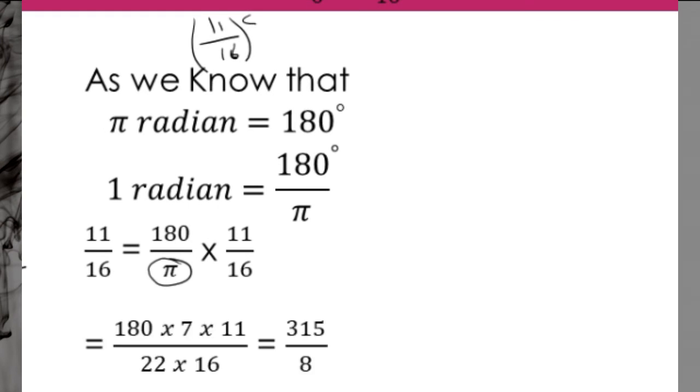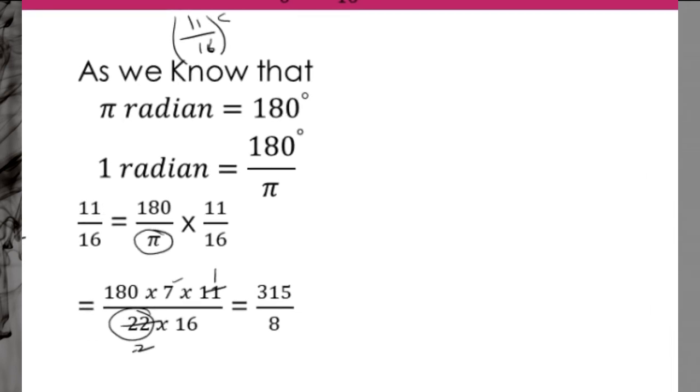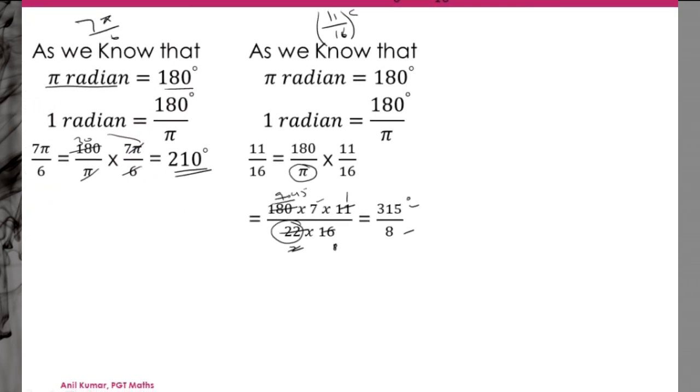22 by 7, 22 by 7. So let's cancel it. 1, 2. And then with 2 it will become 90, 8, 45. 45 into 7, 315 by 8 degree. But in degree measure, we have the smaller units also available. So let's convert this degree into minutes and seconds.